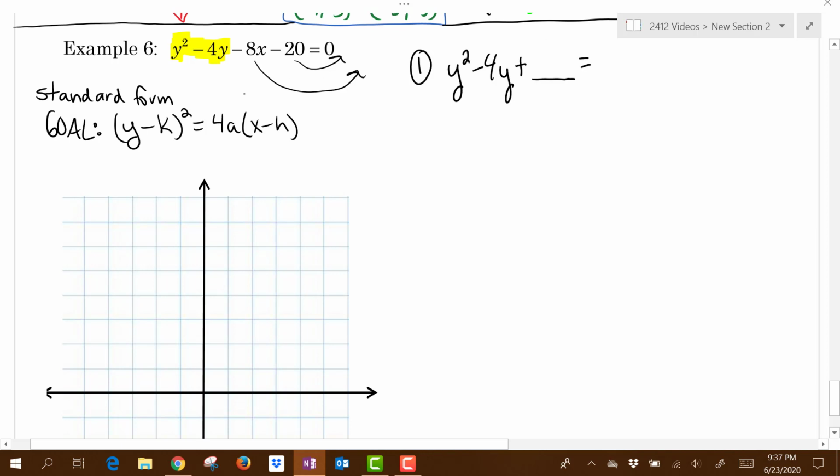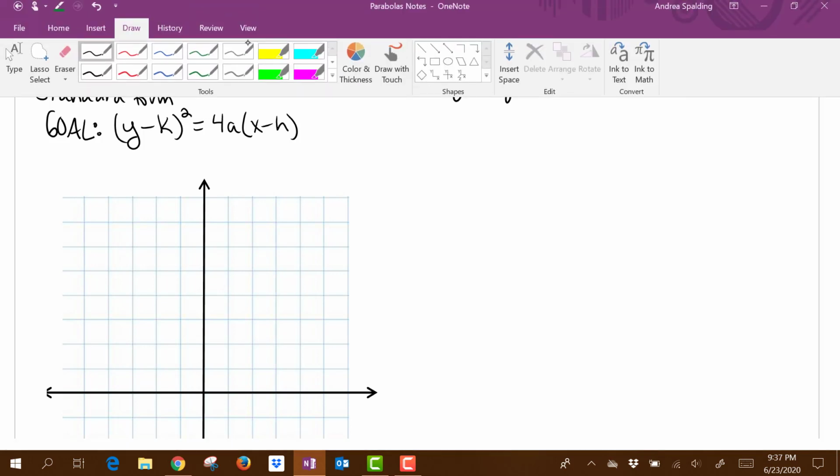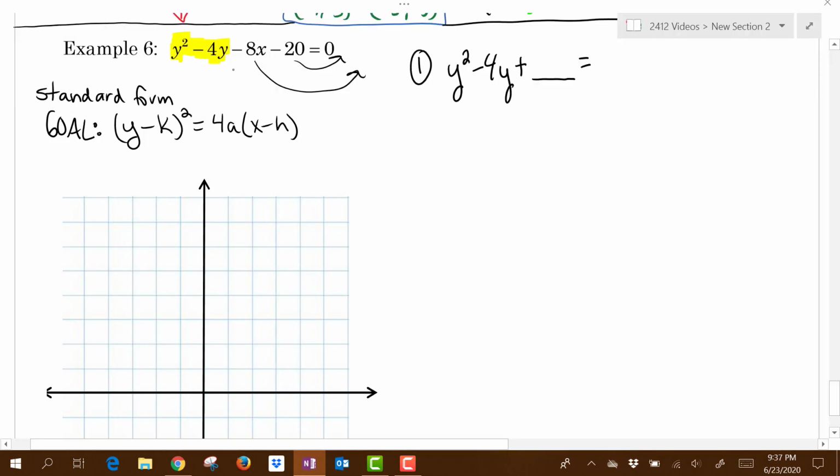We're going to move the other things to the other side. So anything that doesn't have to do with y, we're going to move to the other side. Now when we do that, we have to add. So we have to do the opposite of the sign that's in front of the term. So I have to add that to both sides. And add that to both sides. Okay, so on the right-hand side, we have plus 8x. Be careful with your signs here. They can really mess everything up. Plus 20, and then I'm going to put plus a blank. Because remember, when we complete the square, we're going to have to add that into both sides. So the first step is to kind of organize and set up the problem.